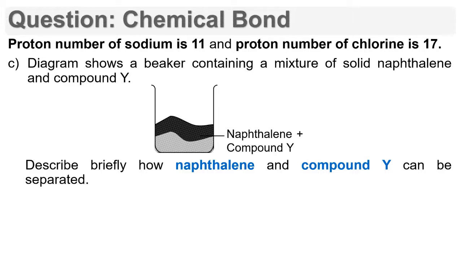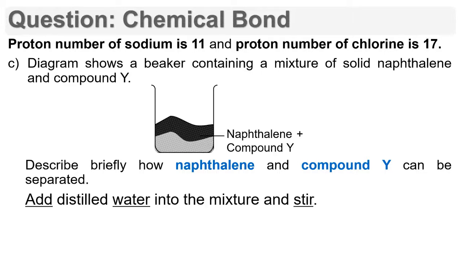As naphthalene and compound Y have different solubilities, we can separate them by dissolving the mixture with water. By doing so, compound Y will dissolve in water, while naphthalene will not. So we add distilled water into the mixture and stir. To separate them, we filter, and finally, we rinse.